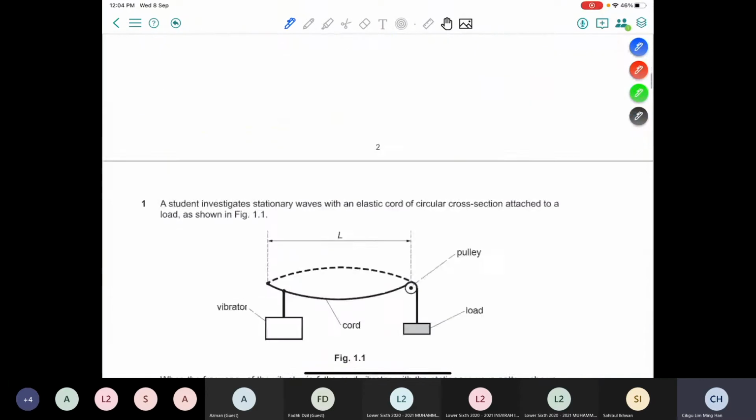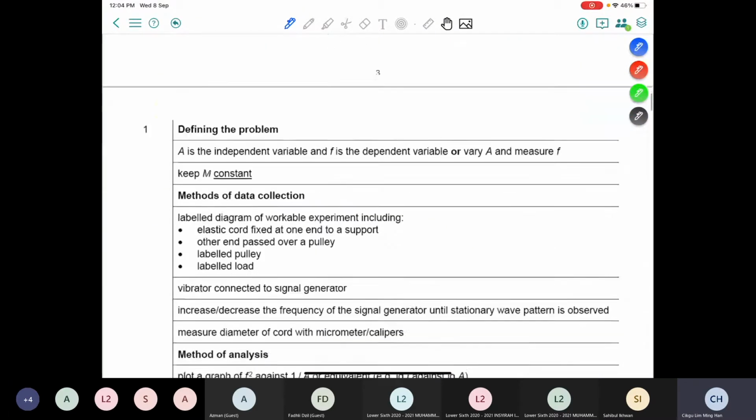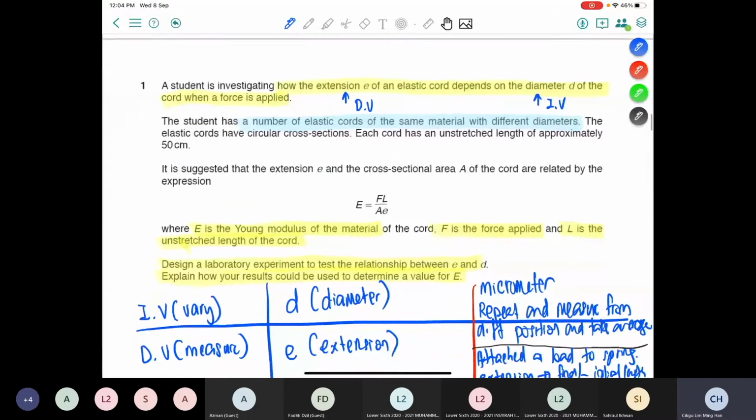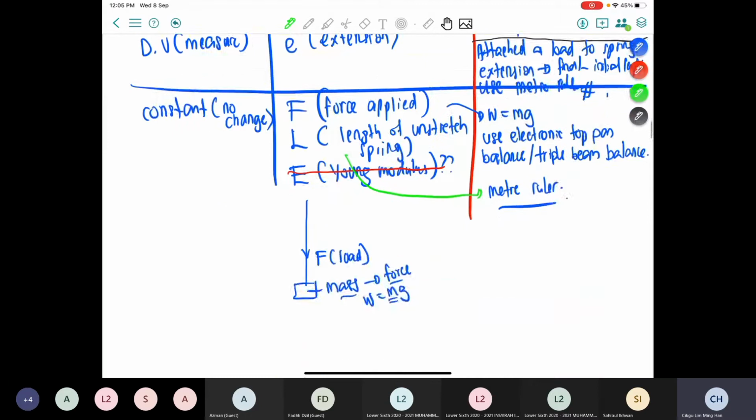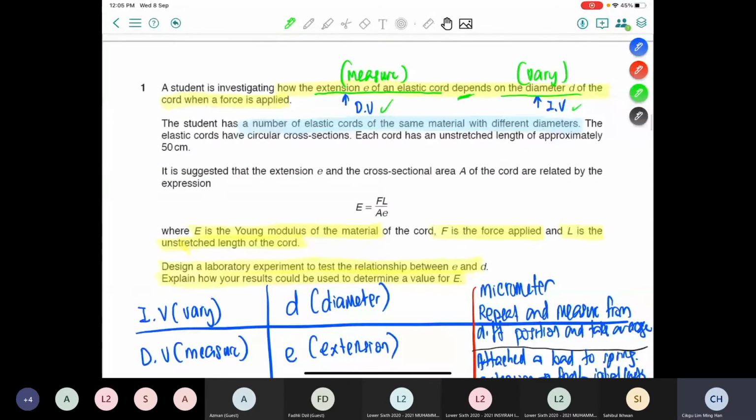So maybe those who are not sure which one should be the independent variable or the dependent variable, you look at the statement. If this is followed by depend and then on the diameter, then that means this one will be the dependent variable, and this one will be the independent variable. That means you vary this one, then you measure this one. Hope this will help you for tomorrow, just in case you mix up which one is the dependent and independent variable.